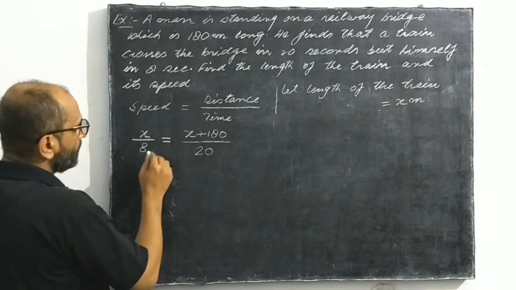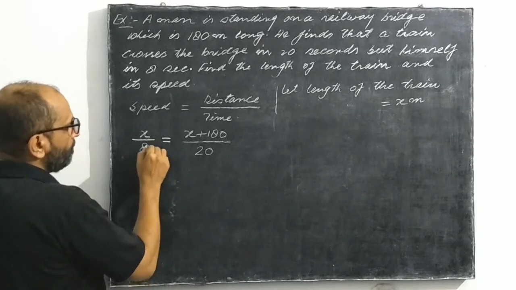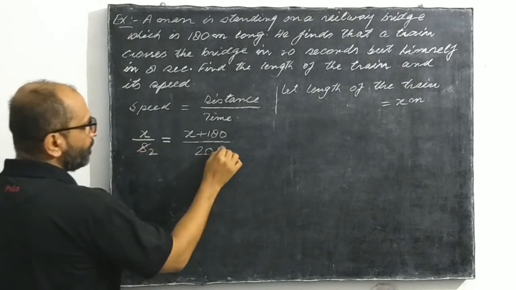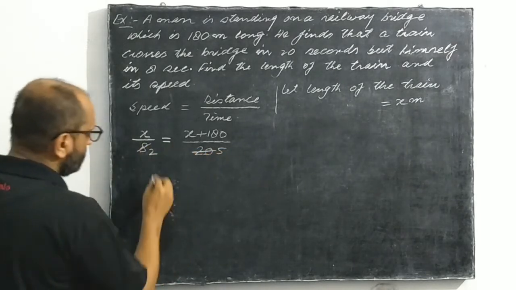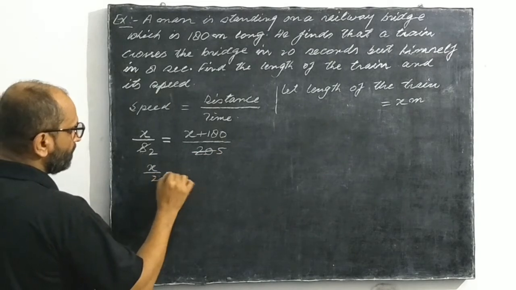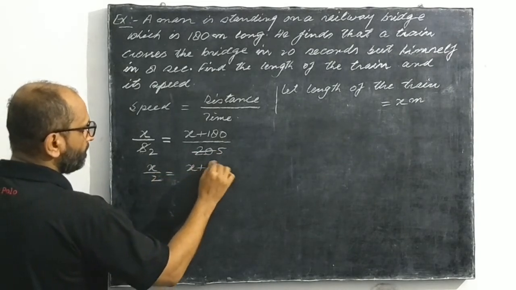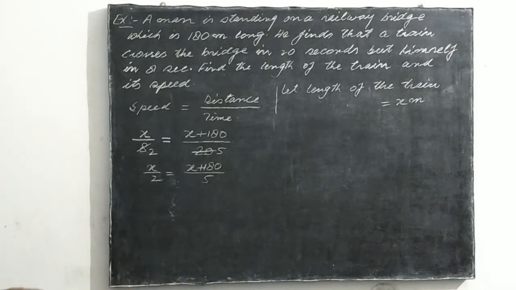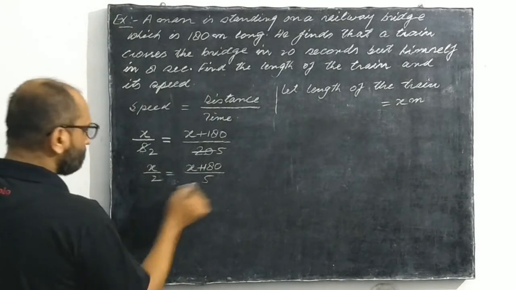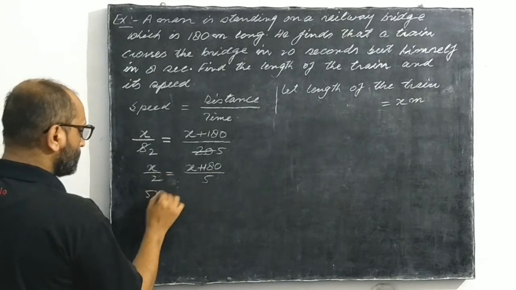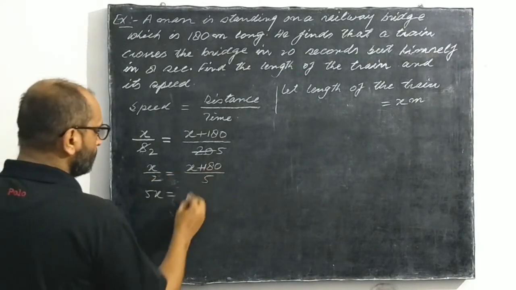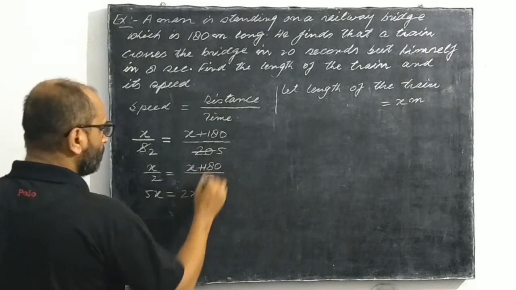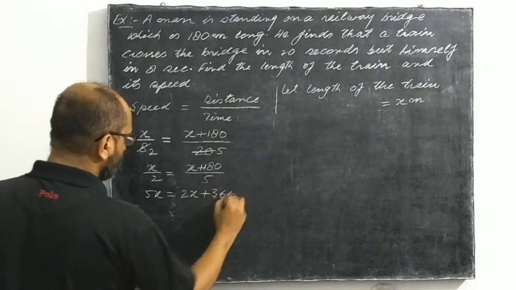Now, as you know, 4 may divide both of them. 4 2s are 8, 4 5s are 20, so simplify a little bit. x upon 2 is equal to x plus 180 upon 5. Now, for further simplification, we have to cross multiply. So 5 into x is equal to 2 will multiply x and 180 by transposition. So 2x plus 2 into 180, that is 360.